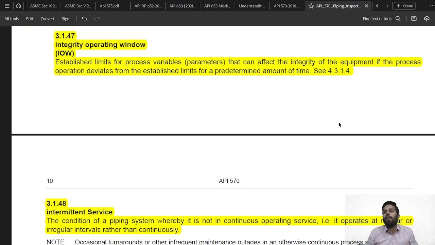This is the window where your system should work. If it goes beyond that, then your integrity operating window has been breached. Okay, the same thing can be done with pressure. Let's imagine I have a pipe that can sustain a pressure at the lower end of 30 psi and at the higher end of 200 psi. So 30 to 200 psi would be considered an integrity operating window. Okay, these are the established limits for the process variables that can affect the integrity of the equipment if the process operation deviates from the established limits for a predetermined amount of time.